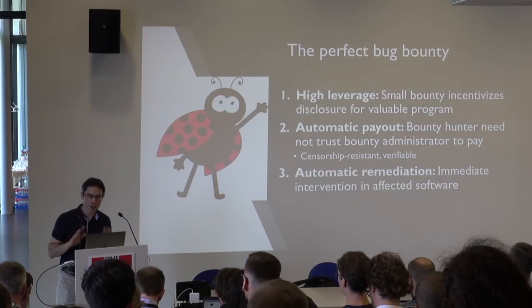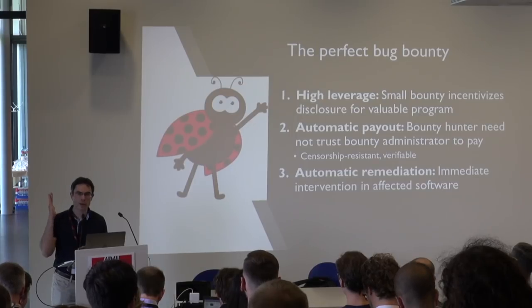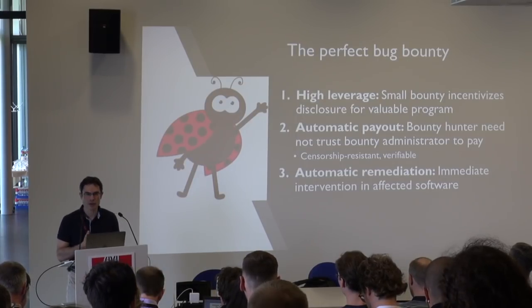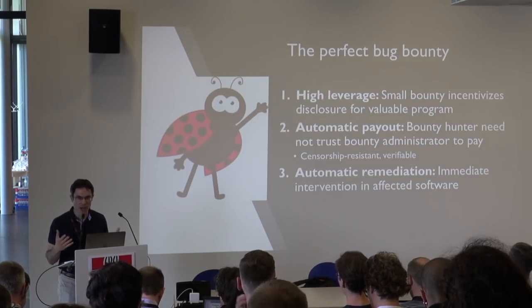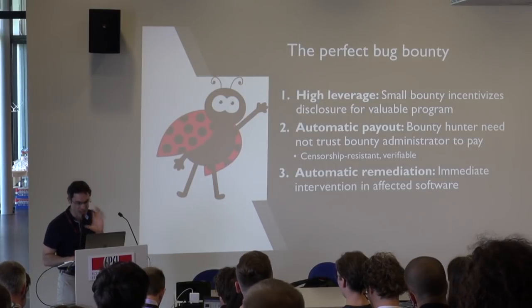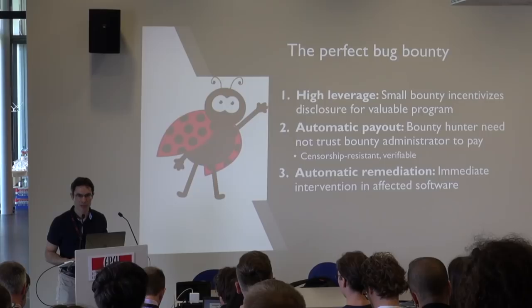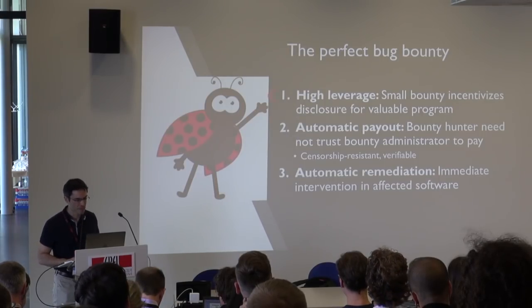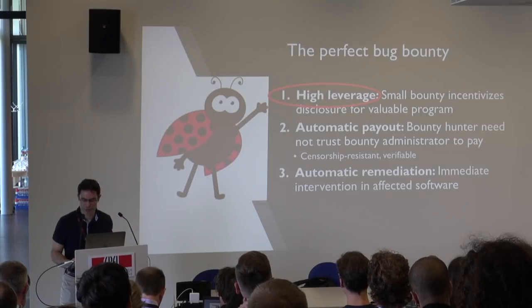The third feature we really want is some kind of automatic response. As soon as a bug is discovered, it should be patched or dealt with in some way, so that this time lag in which bugs can be weaponized doesn't exist. Right? These are the things that we would like to have in a bug bounty program. Now let me talk about how we can achieve them using the Hydra framework, starting with high leverage.